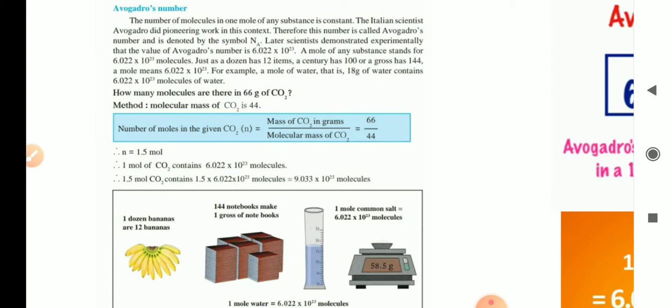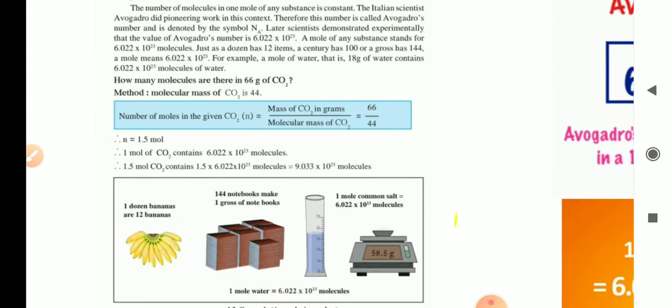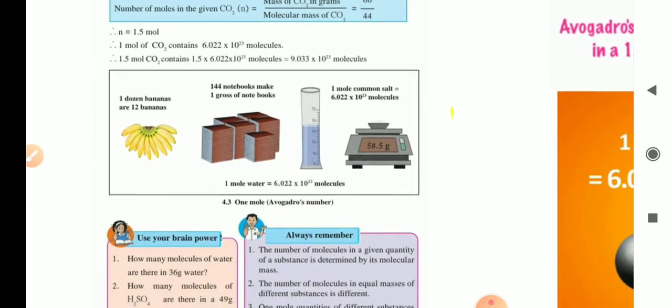Now in the picture you can see that 1 dozen bananas are 12 bananas. 144 notebooks make 1 gross of notebooks. 1 mole of water in the cylinder given there is 6.022 into 10 raised to 23 molecules. Then on the weighing machine you can see 1 mole of common salt is equal to 6.022 into 10 raised to 23 molecules.